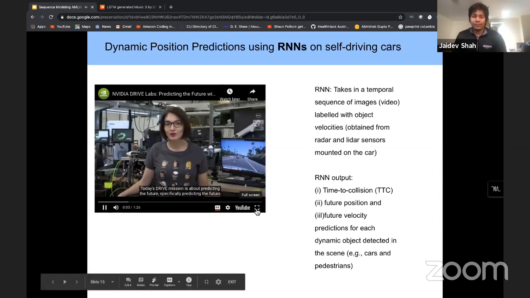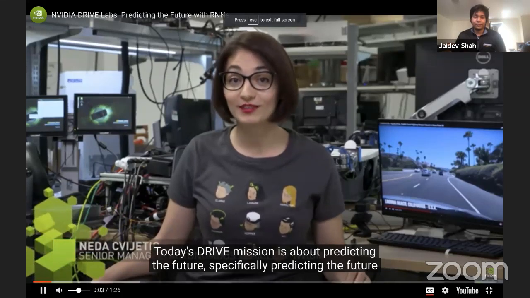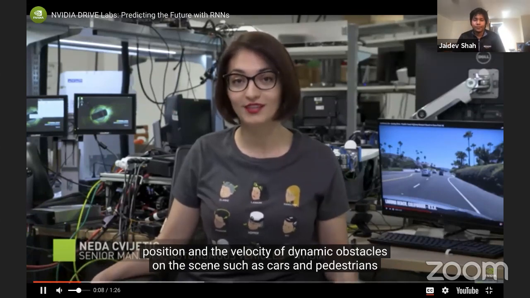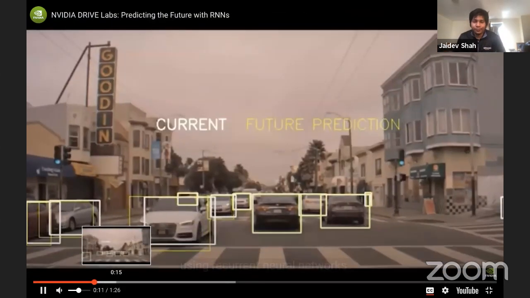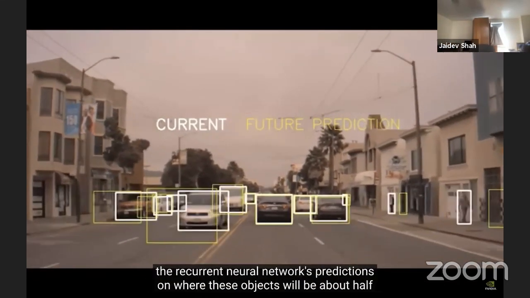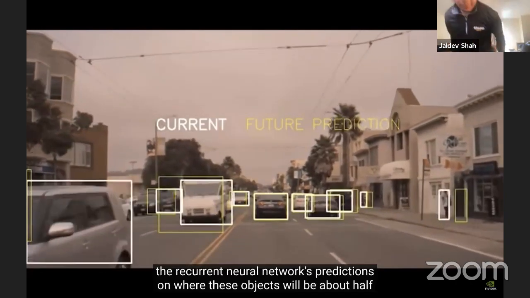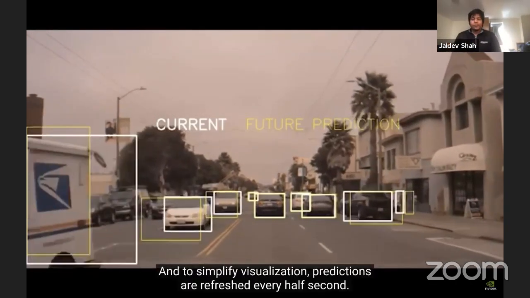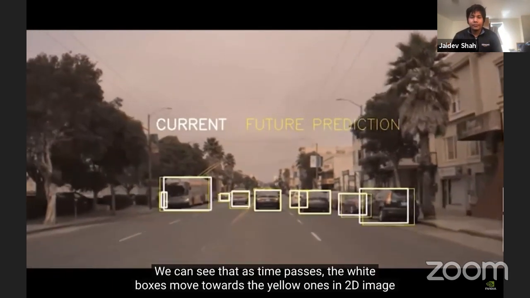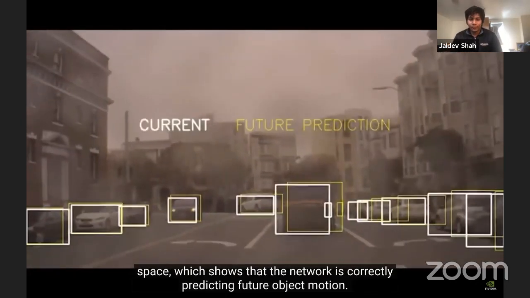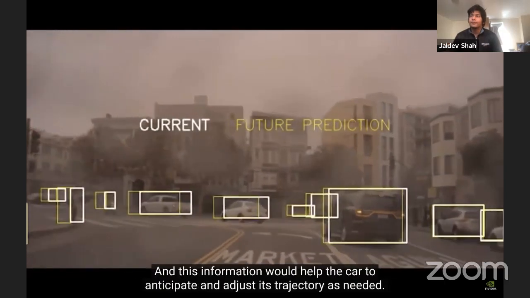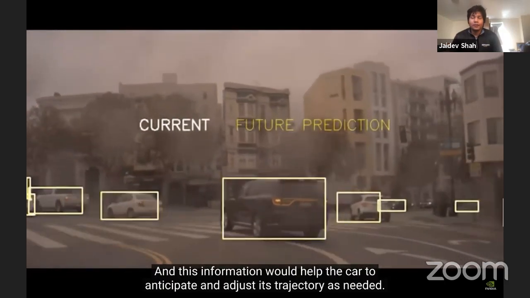Let's take a look at it. Today's drive mission is about predicting the future, specifically predicting the future position and velocity of dynamic obstacles on the scene, such as cars and pedestrians, using recurrent neural networks. In this clip, the white boxes represent current object positions, while the yellow boxes are the recurrent neural network's predictions on where these objects will be about half a second in the future. And to simplify visualization, predictions are refreshed every half second. We can see that as time passes, the white boxes move towards the yellow ones in 2D image space, which shows that the network is correctly predicting future object motion. And this information would help the car to anticipate and adjust its trajectory as needed.